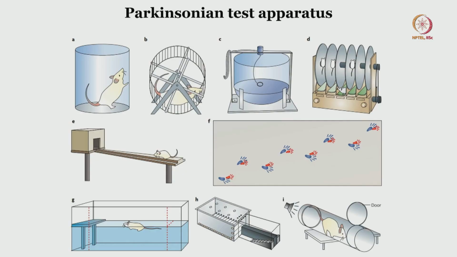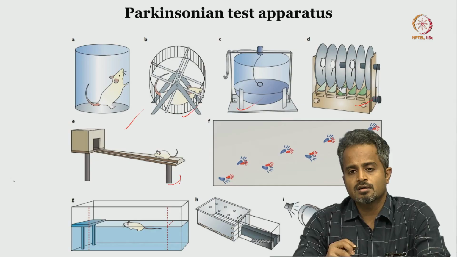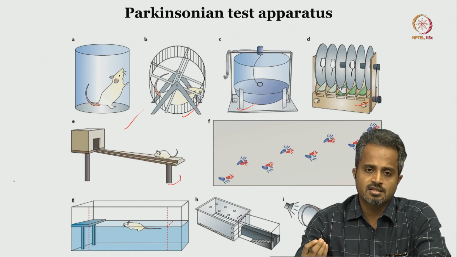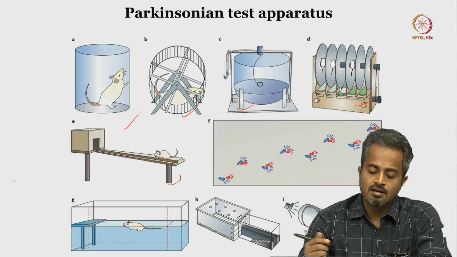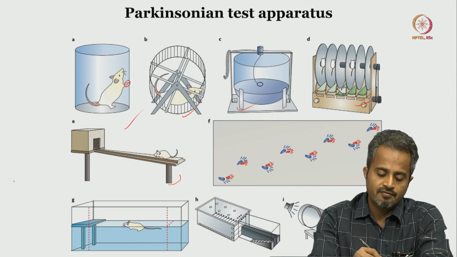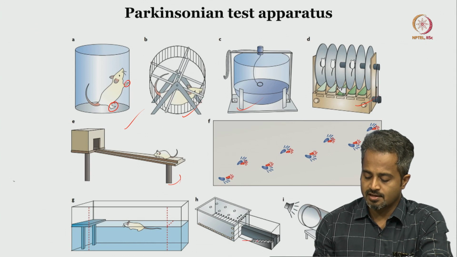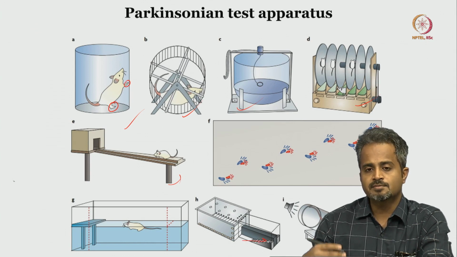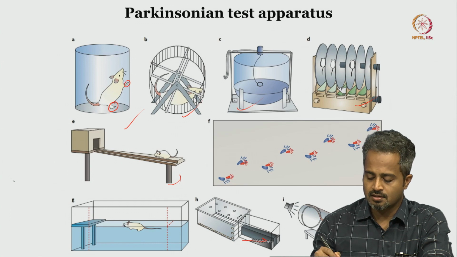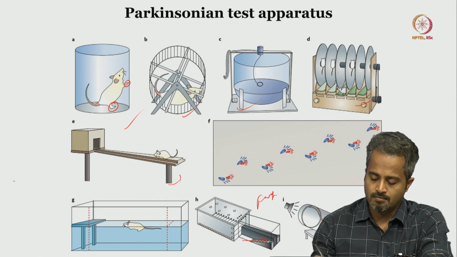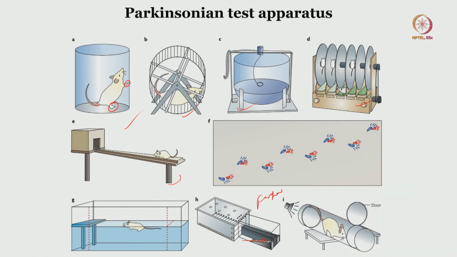Hello everyone. Choosing the right apparatus is pretty important if you are trying to look at any one particular manifestation. For example, if it's the distal limb manifestation that you are really interested in, then you'll have to depend on something known as the staircase test, where the rat climbs the stairs and grabs the pellet using its forepaw. That will show the forelimb manifestation of Parkinson's.